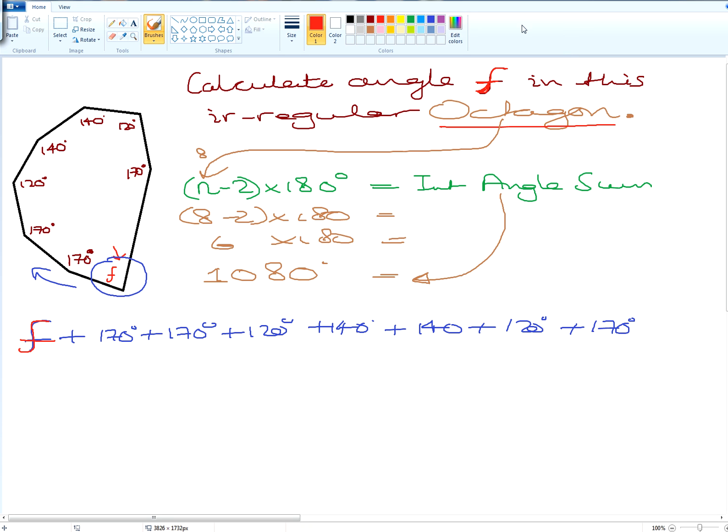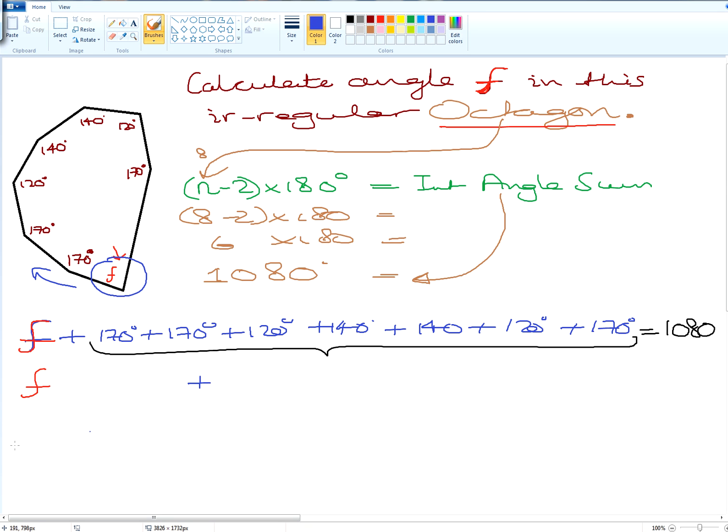So all of these added together should give us what answer? 1080. Why do you say 1080? Because we have just calculated that's what it should add up to. So we need to now, with the calculator, work out what all of this adds up to. So we're going to have here on the bottom our F, let's copy it down, and then we're going to plus the total of that. Can anybody tell me what that works out to be?